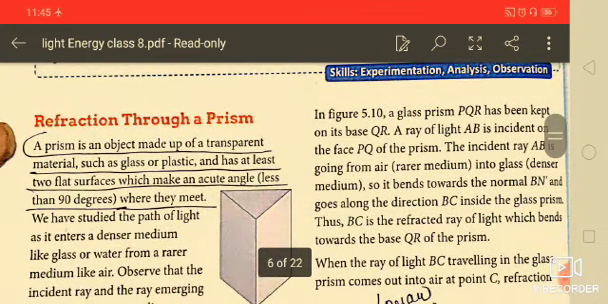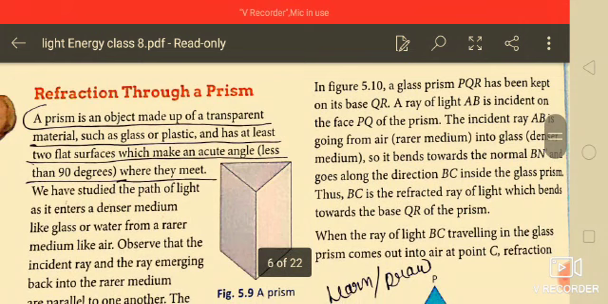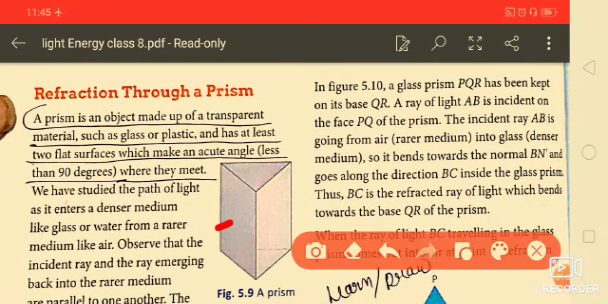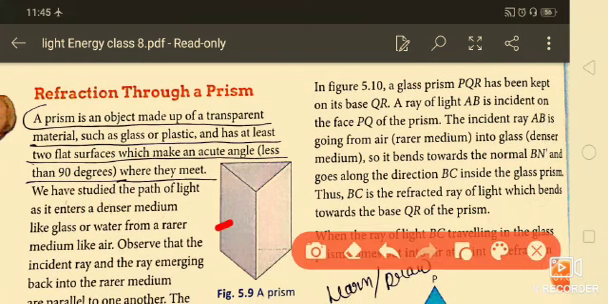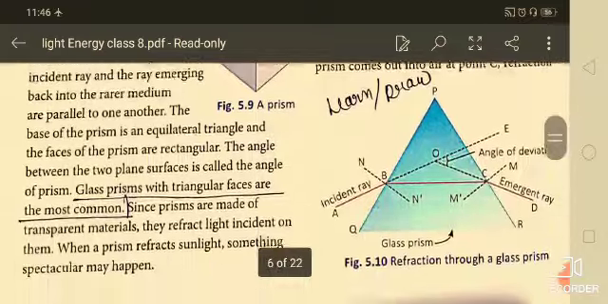Refraction through a prism: you will see that when light is passed through a prism, what will you find? The prism is an object made up of transparent material such as glass or plastic, and has at least two flat surfaces which make an acute angle, that means below 90 and more than 0, where they meet. So here it changes the color of light.